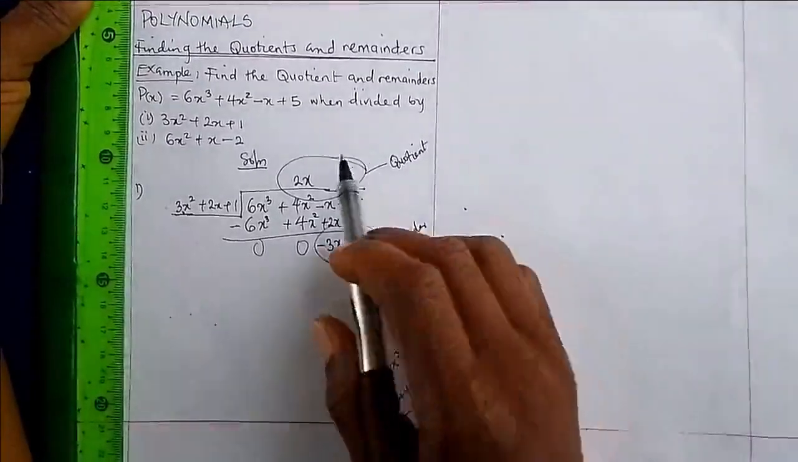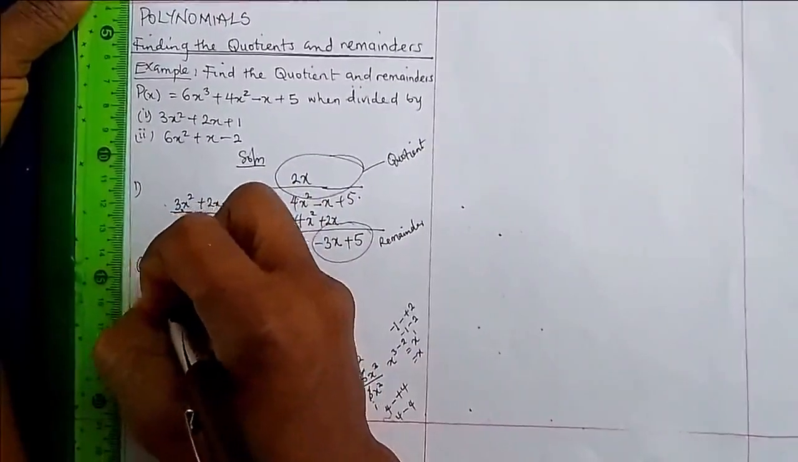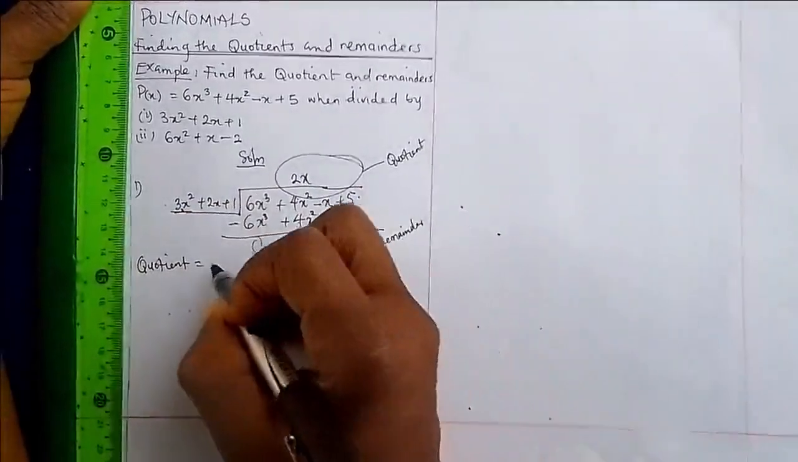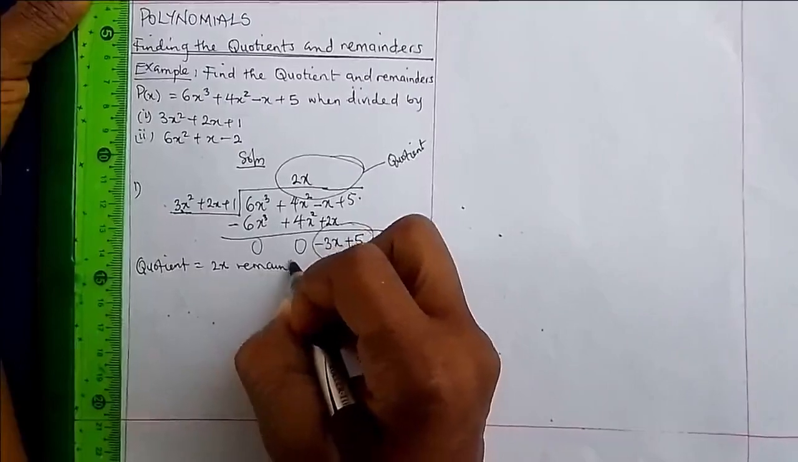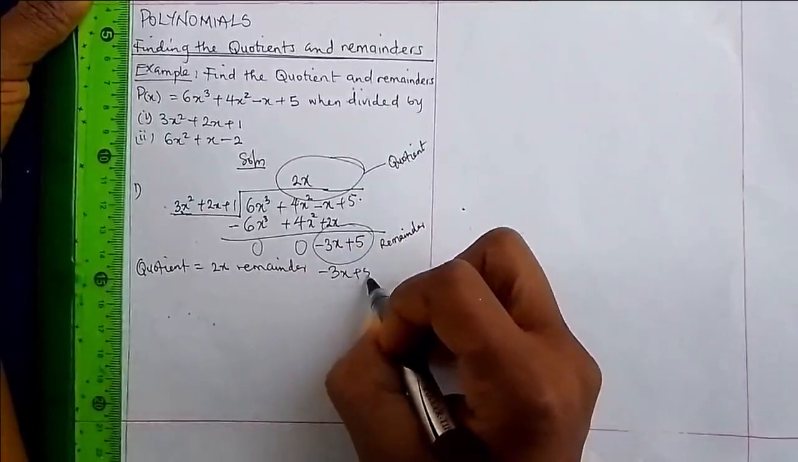Now, the question asks us to find the quotient and the remainder. It then means that the quotient is equal to 2x. The remainder is -3x + 5.